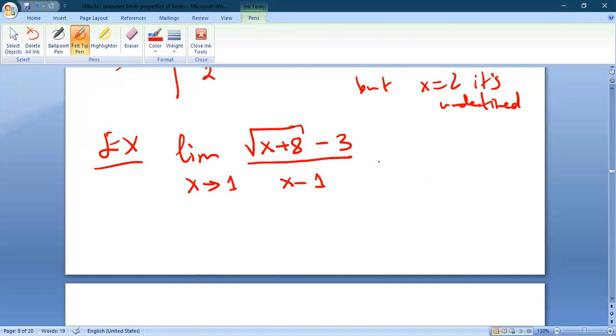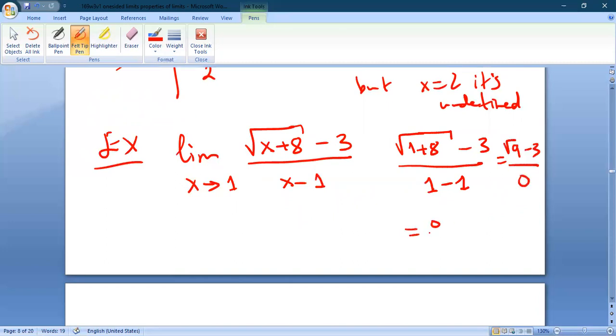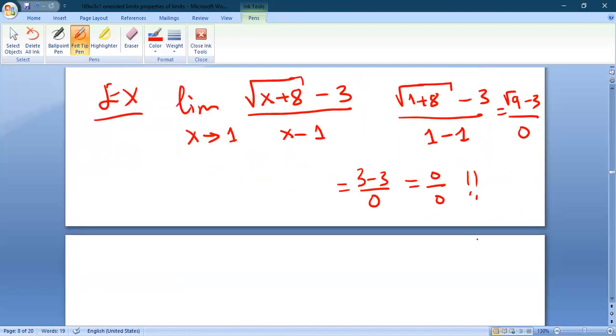So if we put 1 here, we are going to have square root of 1 plus 8 minus 3 over 1 minus 1. But that's equal to square root of 9 minus 3 over 0, or square root of 9 is 3, 3 minus 3 over 0, or 0 over 0. Again, be careful here. We have a 0 over 0. So that means there is something we can do here. Now, in this case, there is a different trick.